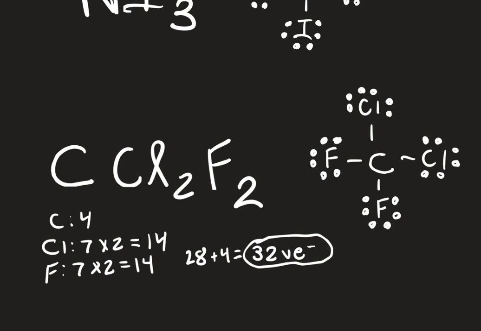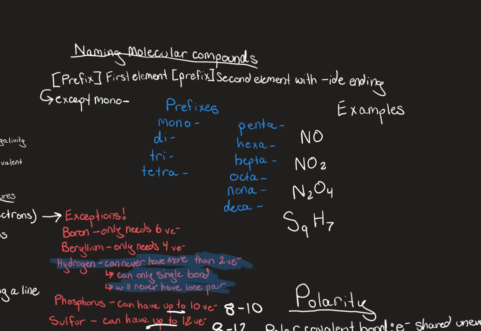All right, so now all of my outside atoms have a full octet, okay? Carbon even has a full octet, and now I want you to pause the video and count how many valence electrons you have placed. So if you paused the video and counted, you would have found that you have placed 32 valence electrons. So this is the Lewis dot structure for CCl2F2.